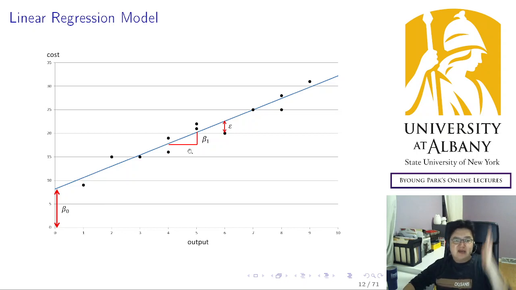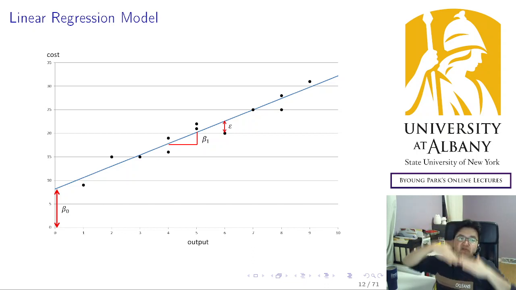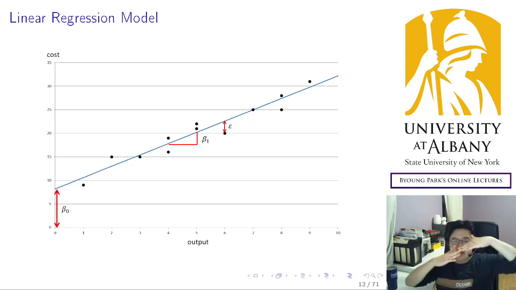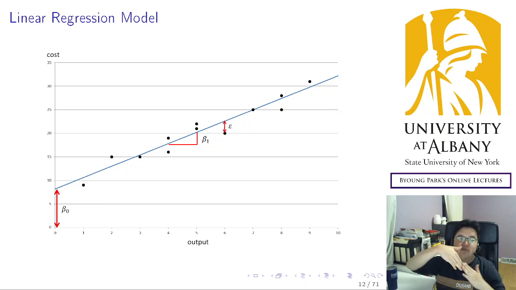So beta 0 and beta 1 determine the shape of the trend line. The trend line is determined by those two parameters. As you know, as beta 0 changes, it will be a parallel shift. And if beta 1 changes, it will become flatter or steeper. So the slope is determined by beta 1. And then the differences between the trend line and the observations are epsilon, the errors, right?